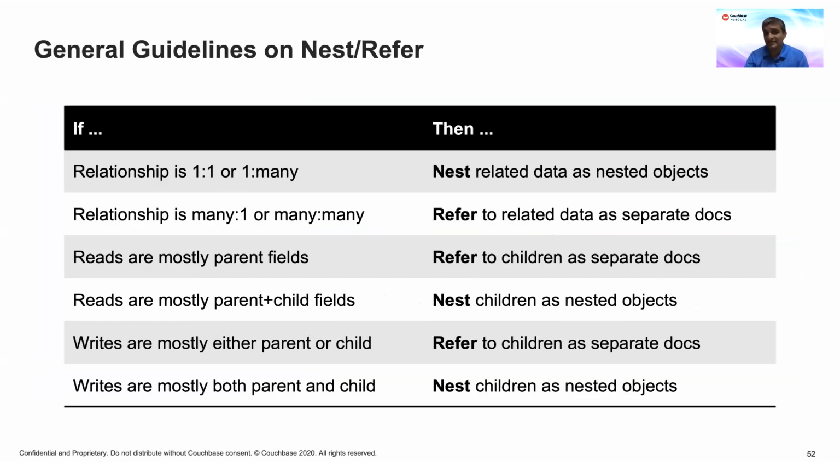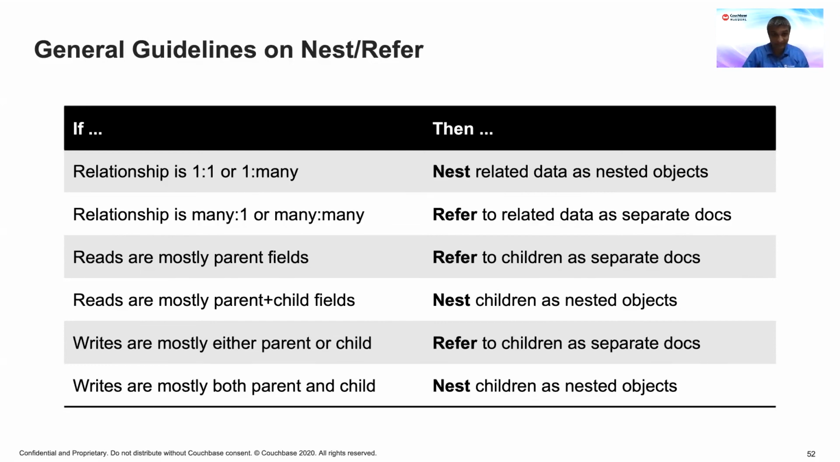But there are certain guidelines. If the relationship is one-to-one or one-to-many, you want to nest the data. If the relationship is many-to-one or many-to-many, you want to refer to the related data. In case you are only reading the parent fields, then why do you want to nest and get everything together? You want to refer to it so that you only read the parent when it is required.